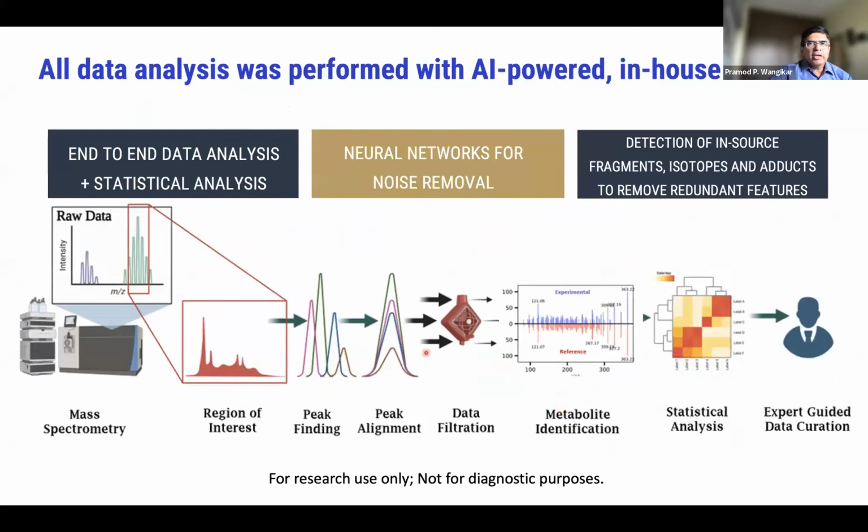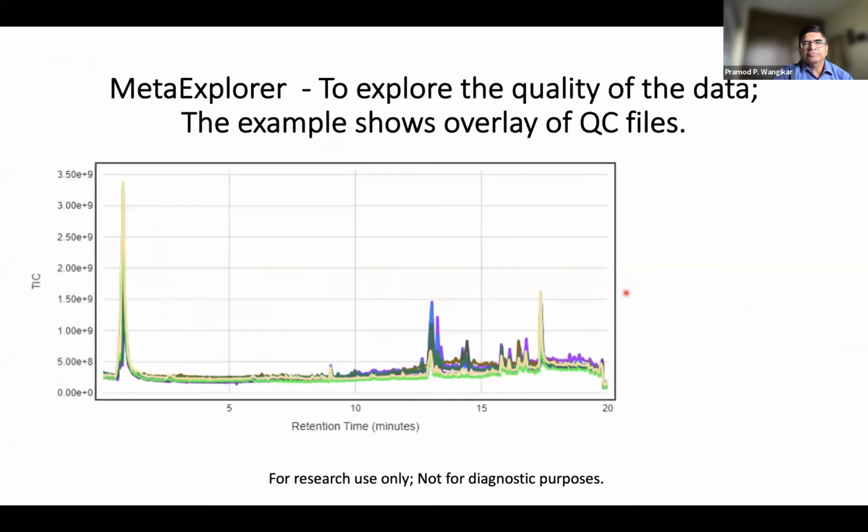In untargeted metabolomics, the key challenge is data analysis. So we have our own software, which takes mzML files from the mass spectrometer and does peak picking, annotation, removal of noise, removal of in-source fragments, isotopes, adducts, and so on, and then removes the redundant features. This is a fully automated software which does all this using various algorithms.